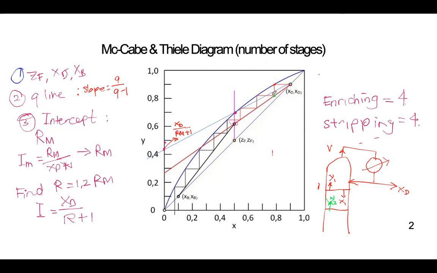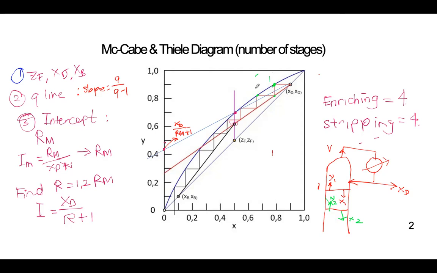And then how do you get the liquid leaving tray 2? Just drag it down. Then you go to the equilibrium curve here. So this is the x2. These points tell you one equilibrium stage, so this is the equilibrium stage 1.